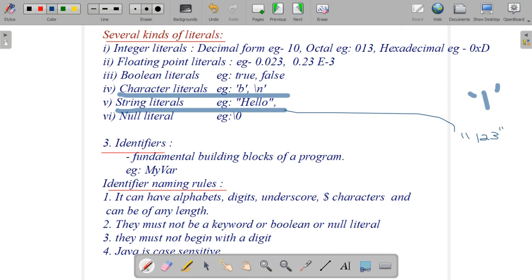And the last one is null literal. It is represented by null values, that is a null reference, and written as null. That is the null literal. Null type will be there.